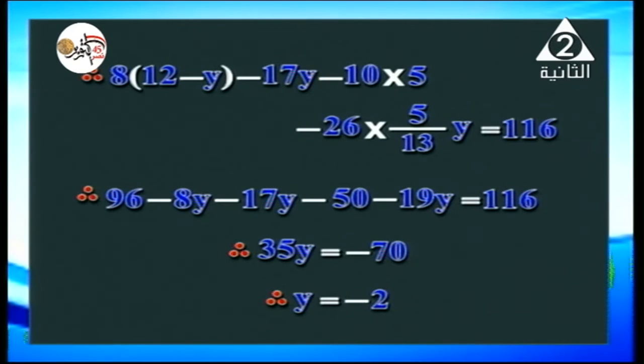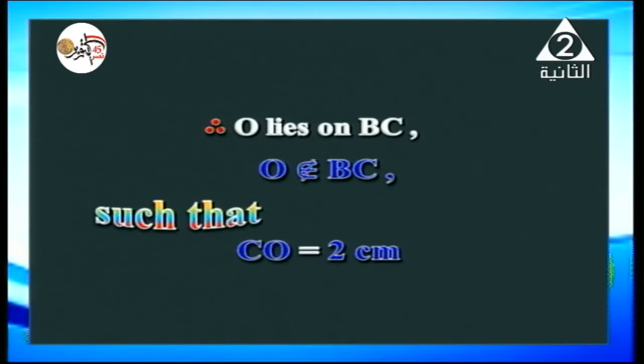What do you deduce, my dear student? O lies on the BC ray. O doesn't belong to the BC line segment. Then O lies on the BC ray. Therefore, CO is 2 centimeter. Remember, my dear student, the length of any side cannot be negative. Why? Because this length or distance is a positive real number. Therefore, CO equals 2 centimeter.